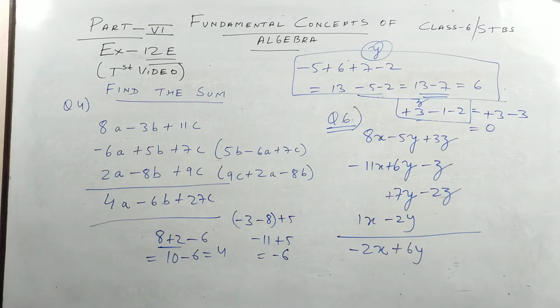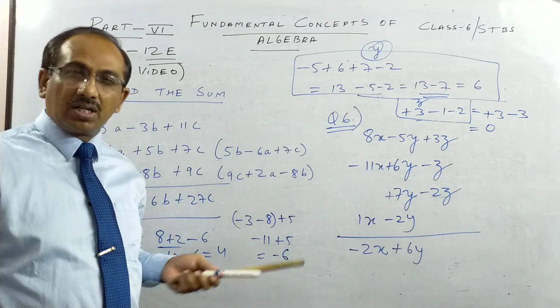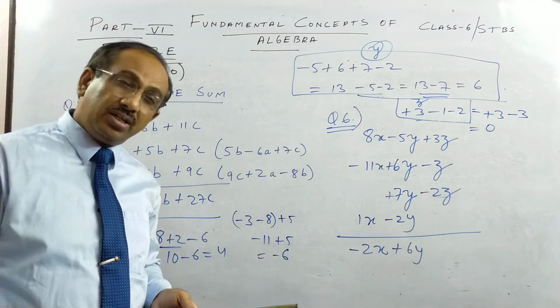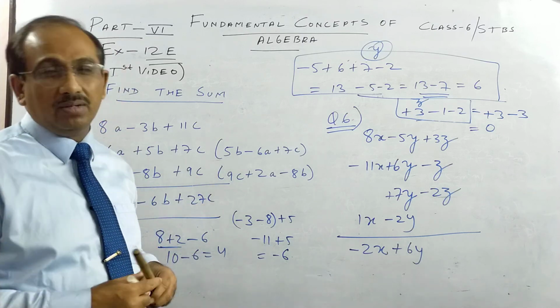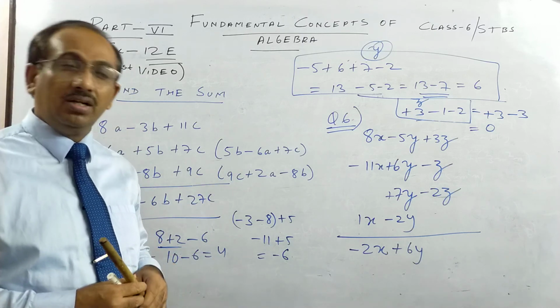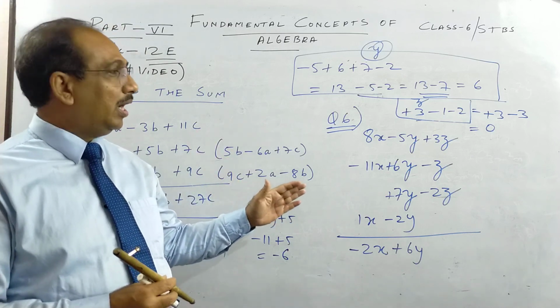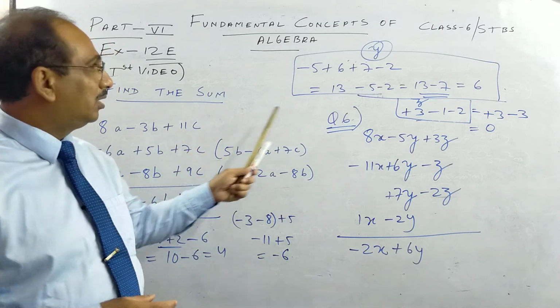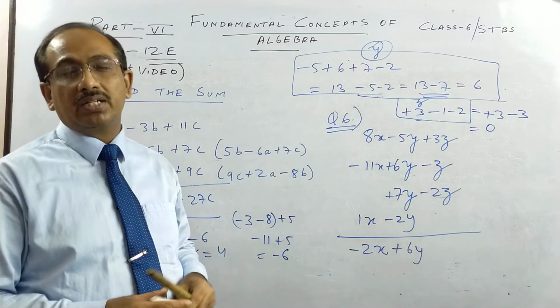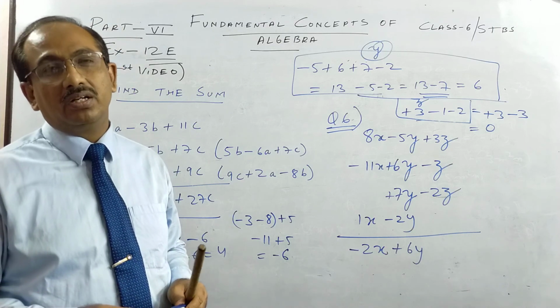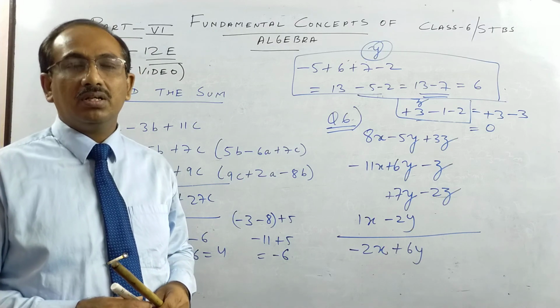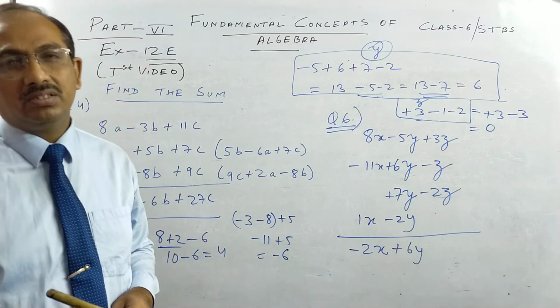Children, in exercise 12b we have 14 questions, and I have almost done up to 6. What I have done is your classwork, and what I have not done is your homework. Please do all the sums, what I have done and what I have not done, and please do the solved examples also. These are very conceptual questions, and you need to recap the concept of addition and subtraction of integers, which we have already done in our previous video lessons. Thank you children for watching this video lesson.